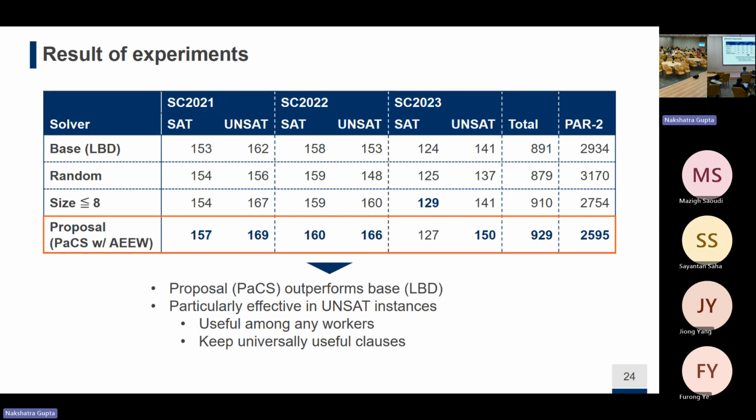From the number of instances perspective, our proposal outperformed LBD, and also the size, which had the best result among the baselines. The improvement in the number of instances is plus 4%, but the PAR-2 score improvement is plus 12%. Particularly, the improvement in the number of unsat instances was much bigger than for the satisfiable instances. We assume that this is because the parallel SAT solver could share universally useful learnt clauses by measuring such an independent metric.